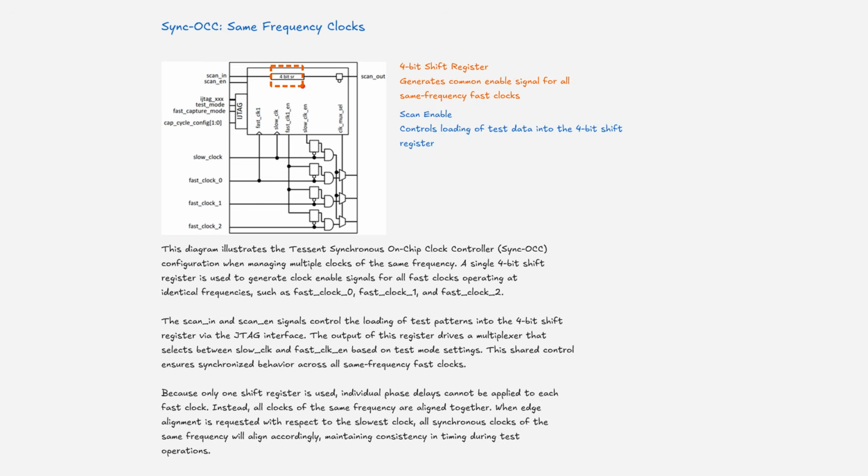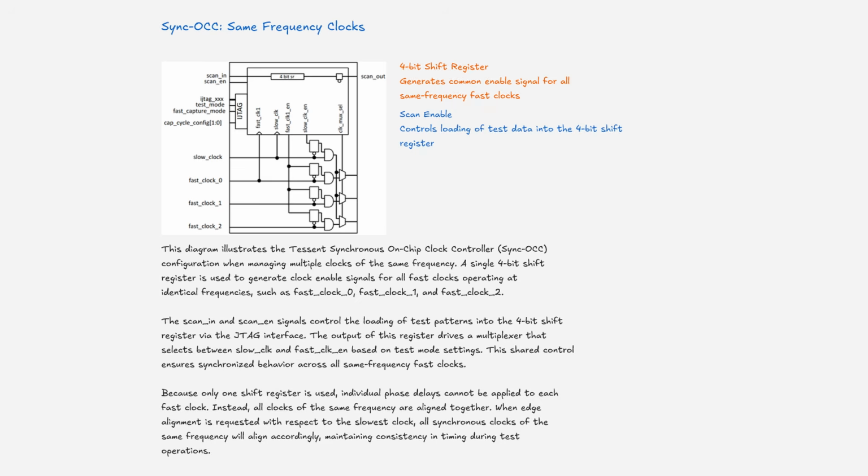This shared control ensures synchronized behavior across all same frequency fast clocks. Because only one shift register is used, individual phase delays cannot be applied to each fast clock. Instead, all clocks of the same frequency are aligned together. When edge alignment is requested with respect to the slowest clock, all synchronous clocks of the same frequency will align accordingly, maintaining consistency in timing during test operations.